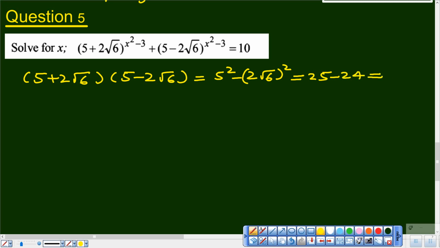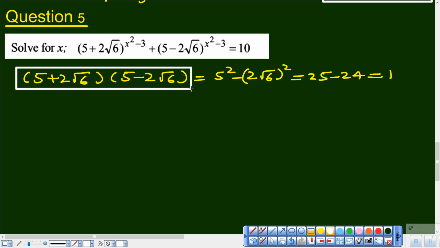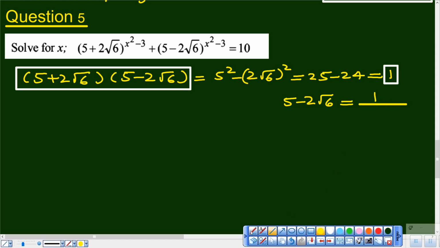Oh my God, that means the product of these two brackets is equal to 1. And that confirms that one is the reciprocal of the other. If two numbers multiply to give you 1, is one the reciprocal of the other or not? So thus we can say that 5 minus 2 root 6 is the reciprocal of 1 upon 5 plus 2 root 6.